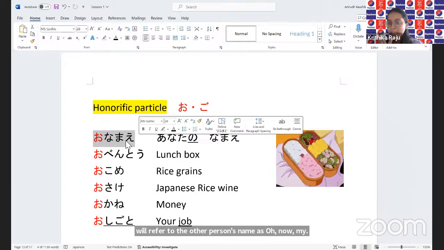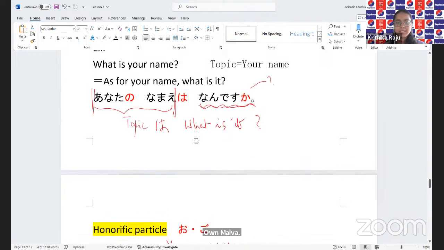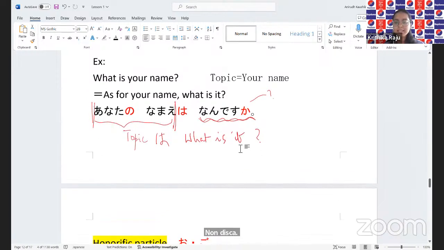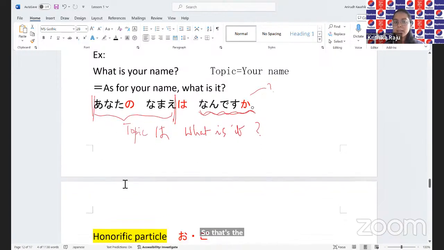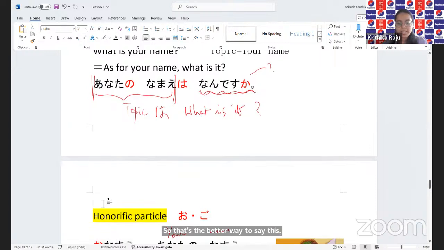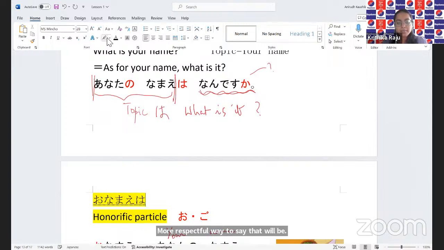So it can also mean your name, depending on the context. Onamae wa nan desu ka? So that's the better way to say this. Anata no namae wa nan desu ka? A better way to say that, a more respectful way to say that, will be onamae wa nan desu ka?